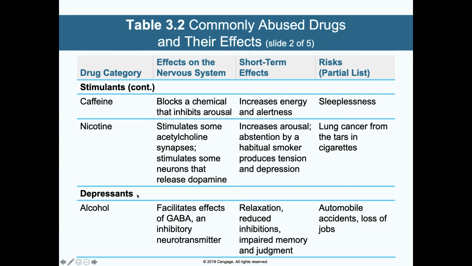Then we get to the second category of depressants. Alcohol falls under that category of a depressant. And again, it moves along some of the effects of certain transmitters, for example, and this effect of the transmitter actually produces relaxation.